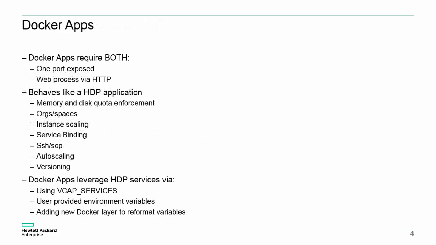So what is a Docker application? A Docker application is a Docker container that requires both one port being exposed as well as a web process via HTTP. This is very important because we want to make sure that all applications in the Helion development platform behave the same way. And they do.